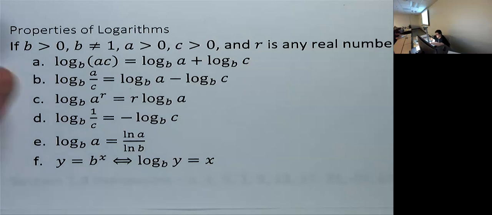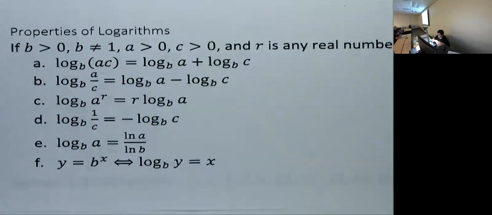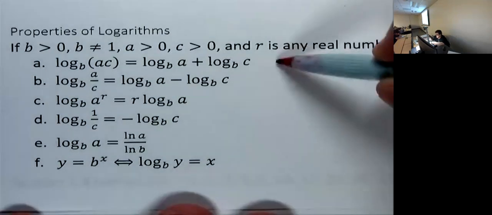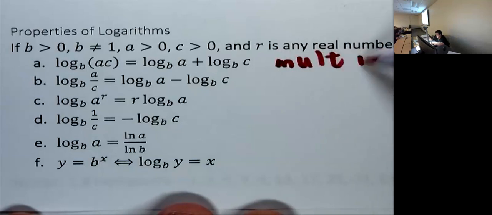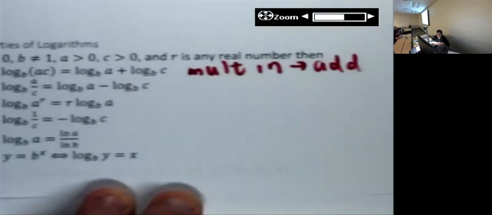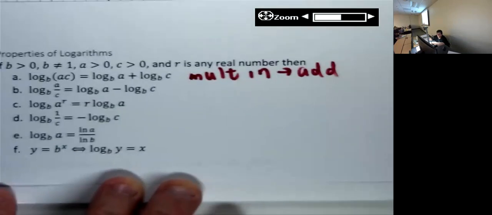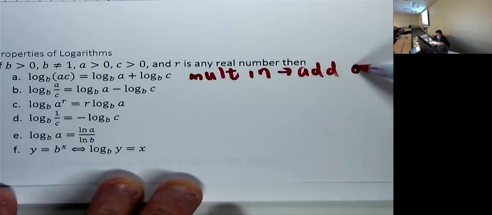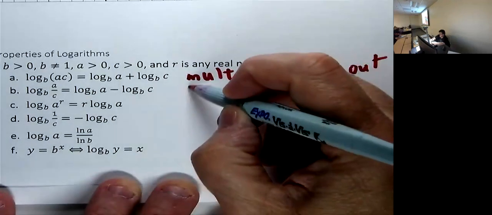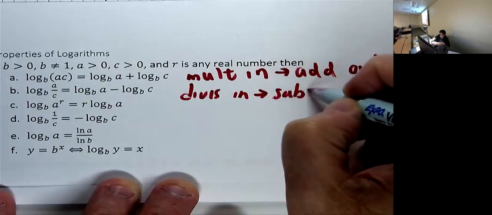If we have multiplication on the inside, a times c, multiplying in leads to addition on the out. Oh, I am zoomed in a little too close for what I'm writing. Multiplication in equals addition out. Division on the inside equals subtraction on the outside.